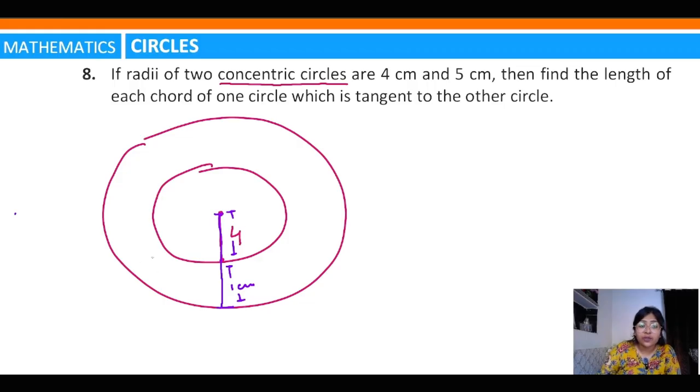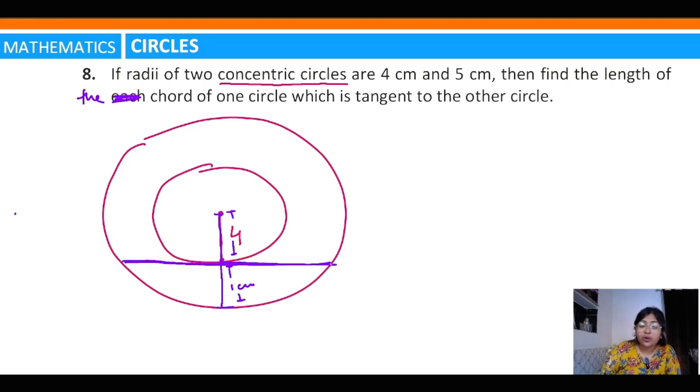What do we need to find? Length of the chord. We need to find out the length of the chord which is acting like the tangent for the smaller circle and acting like the chord for the bigger circle. Read the question again. The radii of two concentric circles are given in the question, that is 4 and 5. Then find the length of the chord.